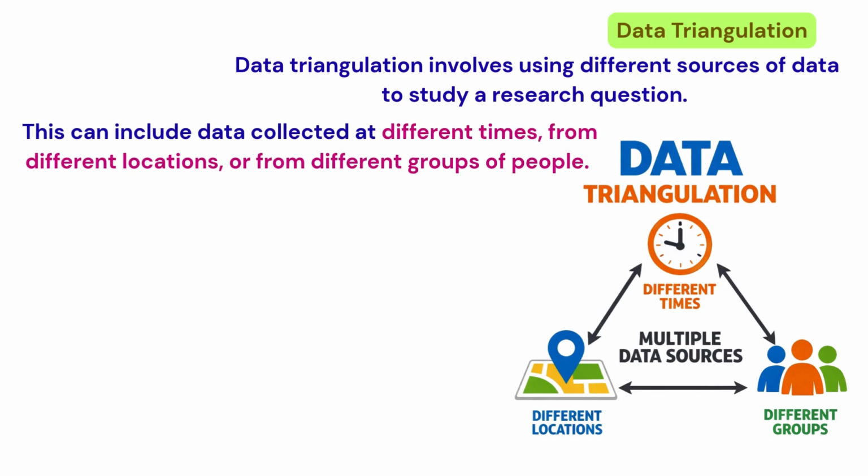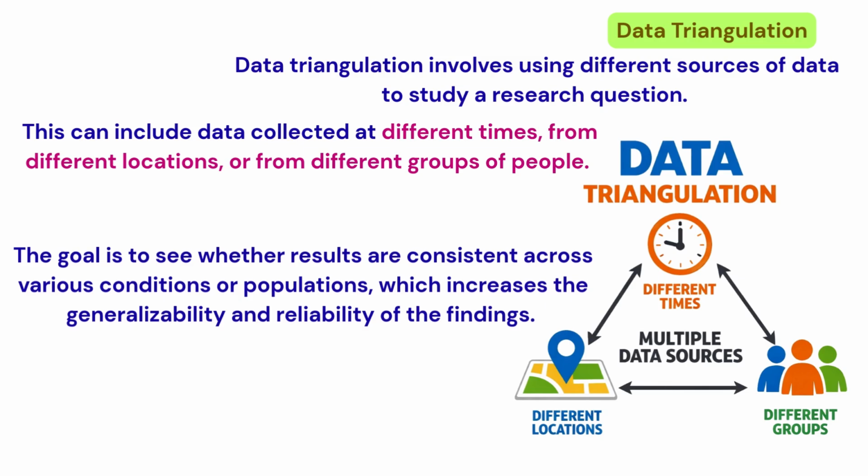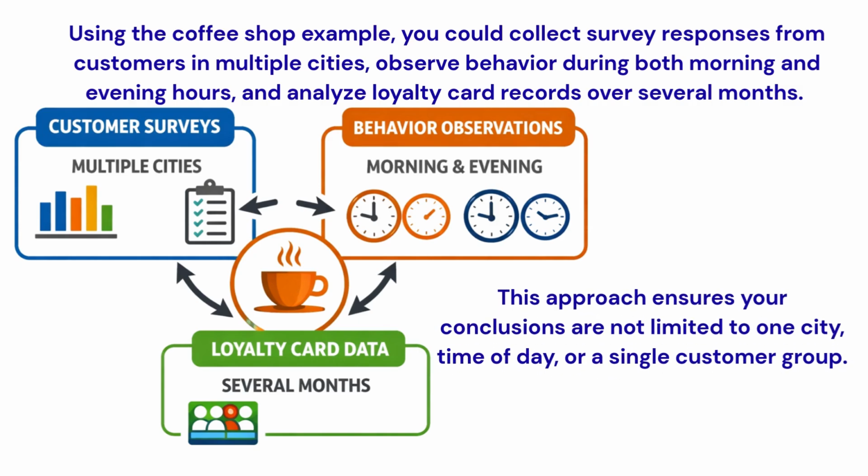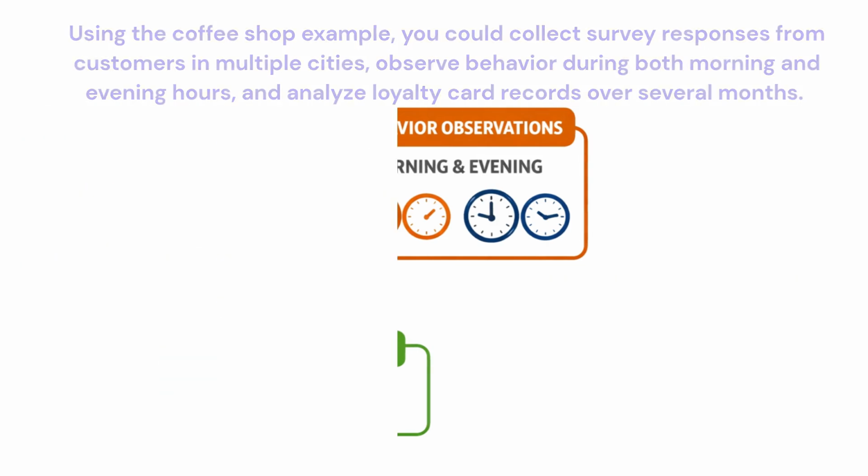This can include data collected at different times, from different locations, or from different groups of people. The goal is to see whether results are consistent across various conditions or populations, which increases the generalizability and reliability of the findings. Using the coffee shop example, you could collect survey responses from customers in multiple cities, observe behavior during both morning and evening hours, and analyze loyalty card records over several months. This approach ensures your conclusions are not limited to one city, time of day, or a single customer group.